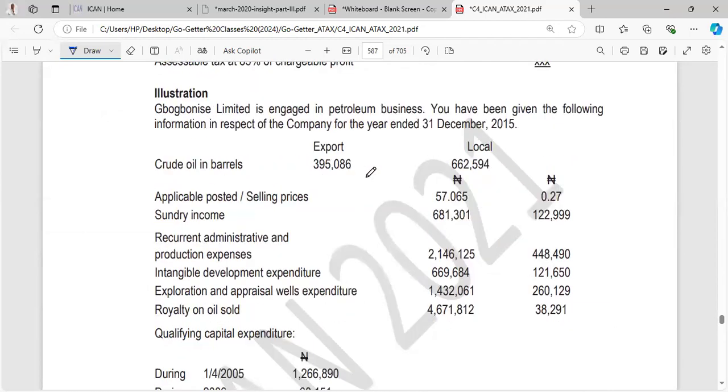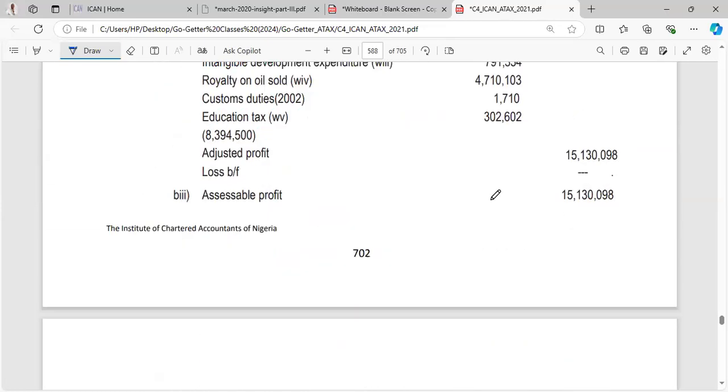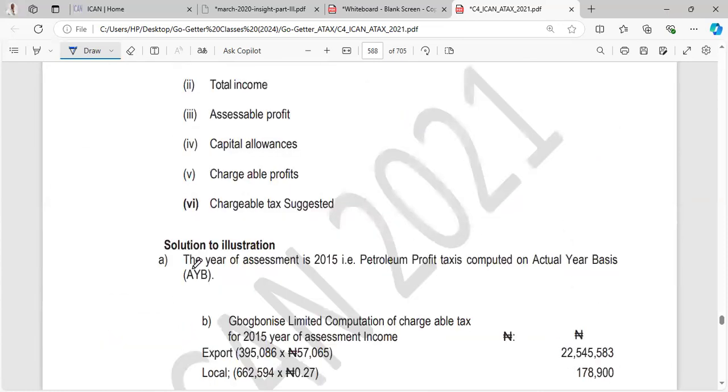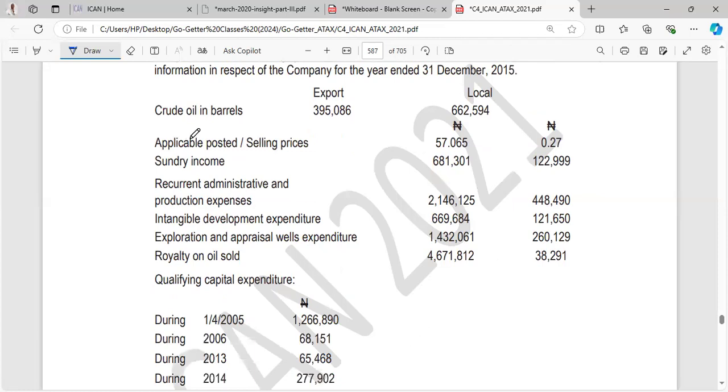Bongboniche Limited is engaged in petroleum business. You have been given the following information with respect to the company for the year ended 31st December 2015. And we are saying that it is being done on actual year basis. As you can see in the solution, year of assessment 2015. It's actual year basis. Take note of that. Then we look at local and exports. So this is a crude oil in barrels. Look at what is being exported in the market. This is what is being sold locally. Then we look at the applicable posted and selling prices.